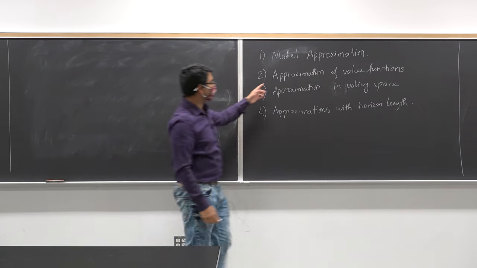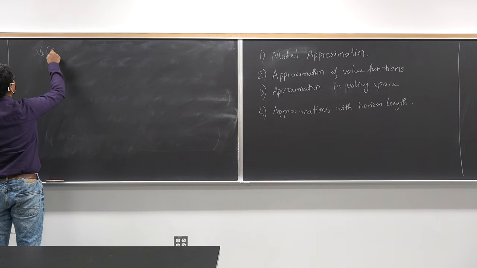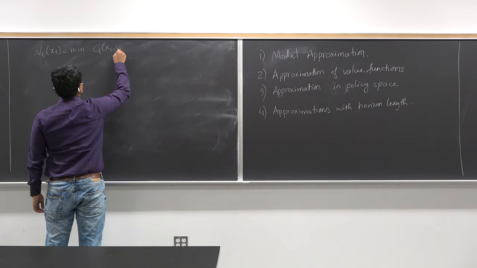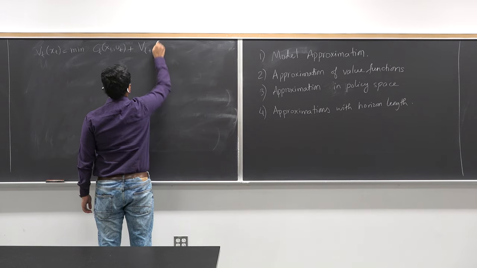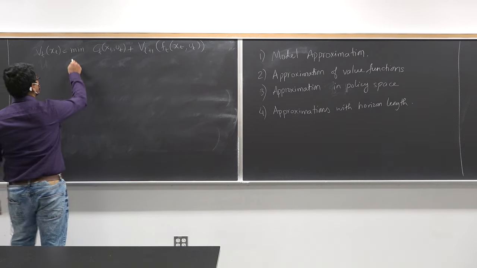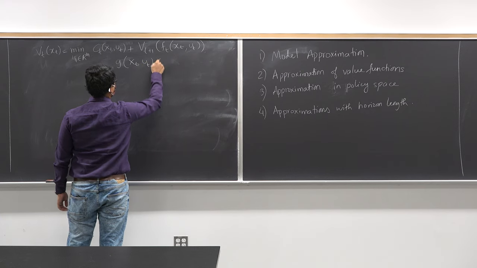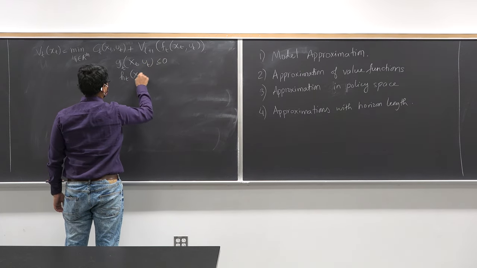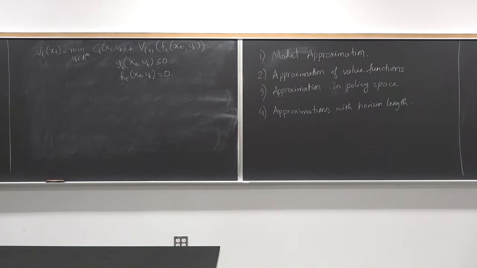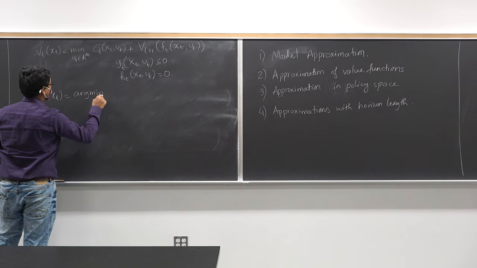So approximations in value functions and approximation in policy space. So we have the value function V_t of x_t equals the min of c_t(x_t, u_t) plus V_{t+1} of f_t(x_t, u_t). And this is minimization over u_t in R^m, subject to g(x_t, u_t) ≤ 0 and h_t(x_t, u_t) = 0. And then I have gamma_t of x_t equals the argument of the same thing.